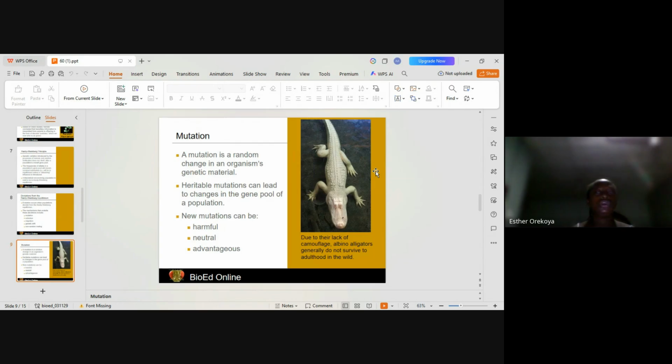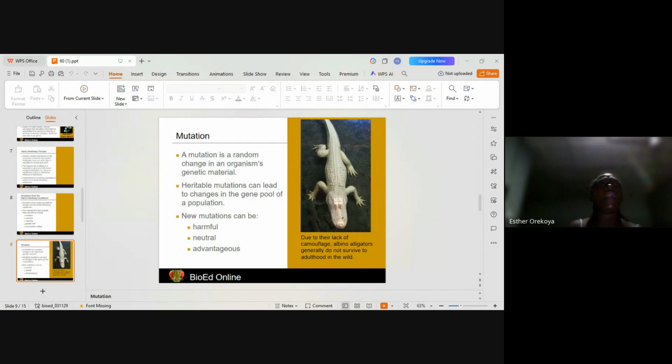Talking about mutation, if you look at the screen, how many of you can see this white alligator? If you can see the white alligator on my screen, drop an emoji. Okay, thank you, thank you.